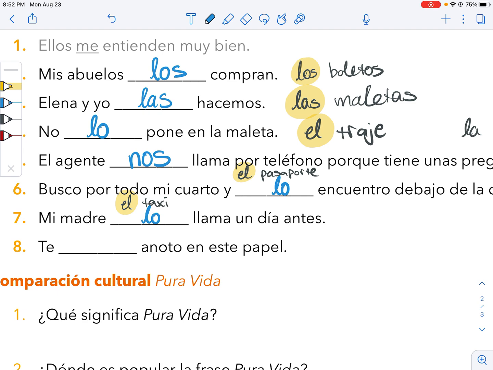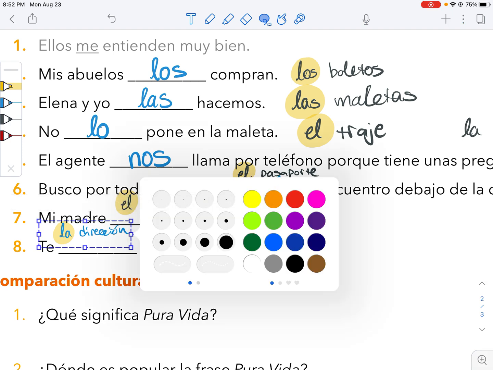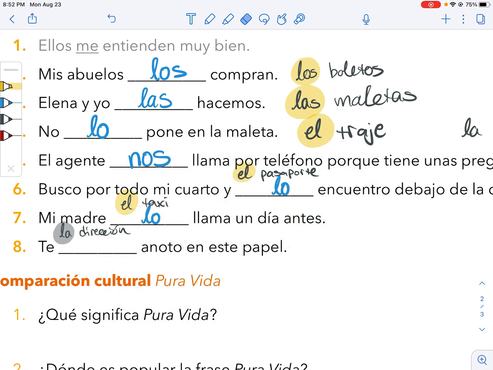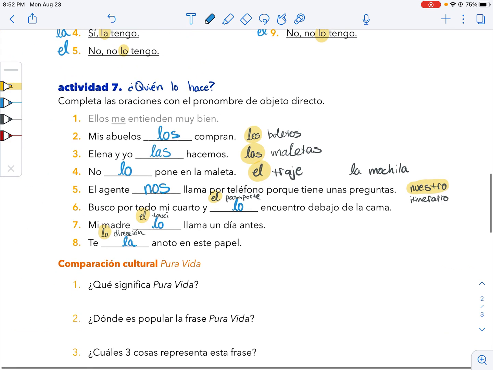And finally, esta es mi dirección electrónica. Te anoto en ese papel. All right, we're talking about la dirección. I'm giving you, writing it down. I'm writing it down for you on this piece of paper. So, I wrote it in the wrong color. Sorry, guys. I'm big on color coding. If you haven't figured this out already, you'll figure it out. Anyway, te la anoto en este papel. So there you go. A good hint to figuring out what direct object pronoun you need is to look at the article in front of your noun.